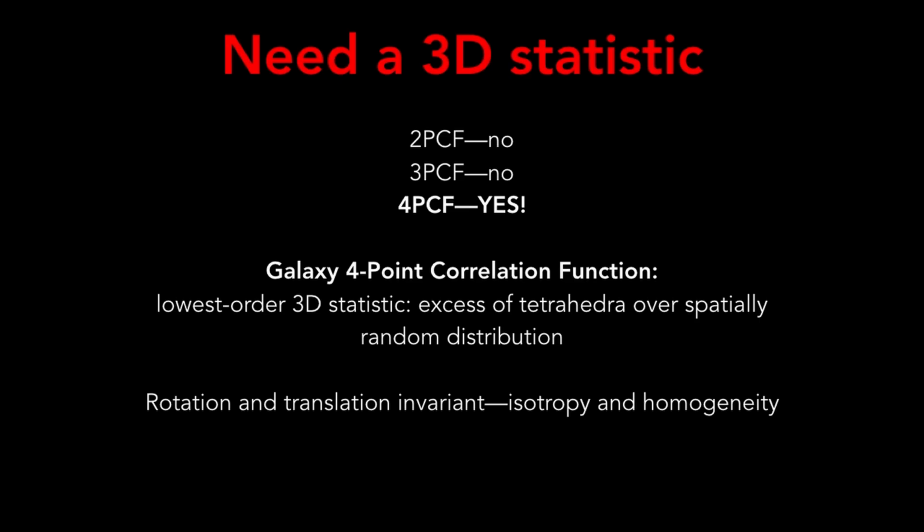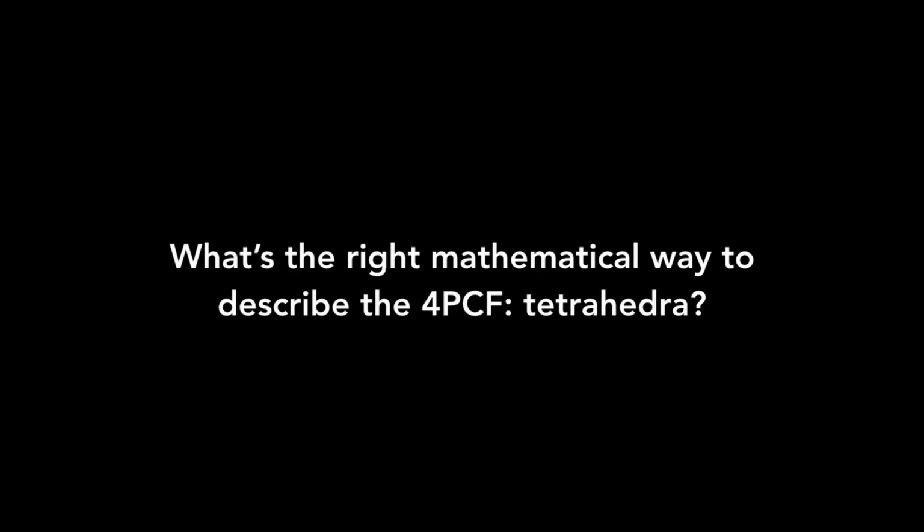So the galaxy 4-point correlation function is a tool we can use for parity. Formally, it's the lowest order 3D statistic, and it represents the excess of tetrahedra over what a spatially random distribution would have. And as you can tell by rotating your right hand and left hand around and moving them left, right, and up, down, it's rotation and translation invariant, and this corresponds to the cosmological assumptions of isotropy and homogeneity. So we need now to know what's the right mathematical way to describe the 4-point function, or tetrahedra.